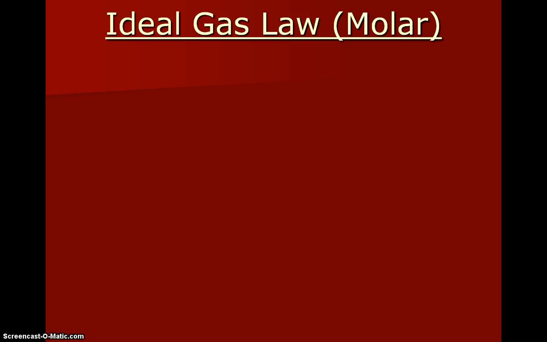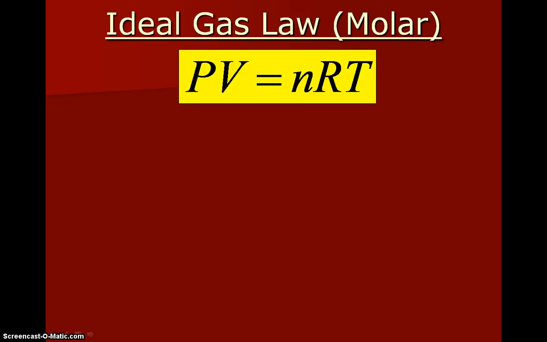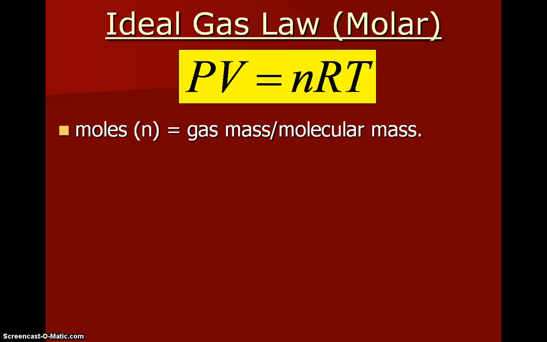All right, the last gas law I'm going to talk about is the ideal gas law. The ideal gas law is PV equals nRT, which you probably recognize from chemistry, where n is the number of moles and R is a gas constant. A mole is an amount of a substance, and we can figure out how many moles of a substance we have from the mass of that substance and knowing the identity of it.